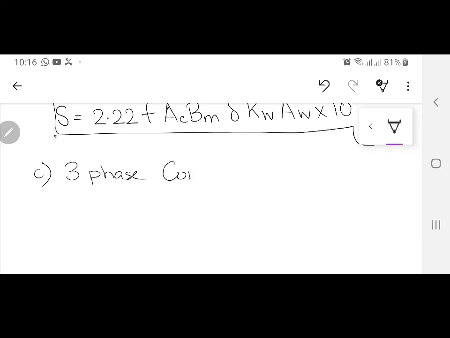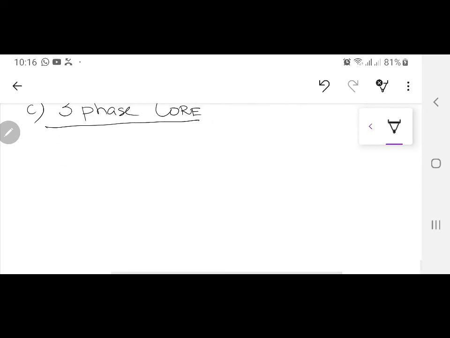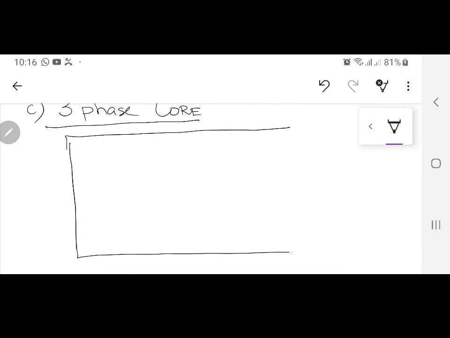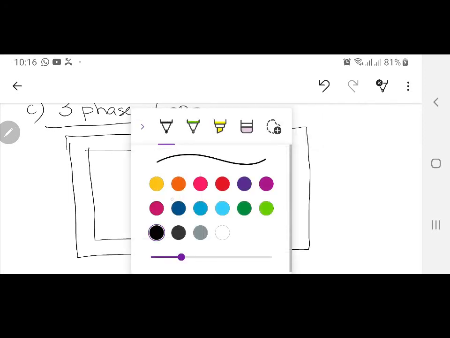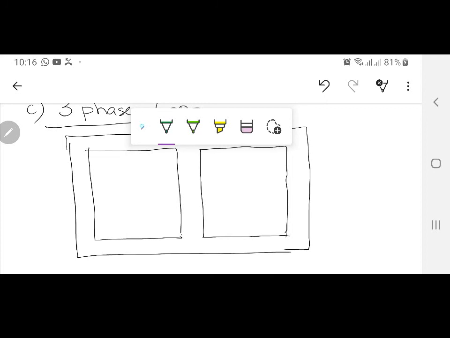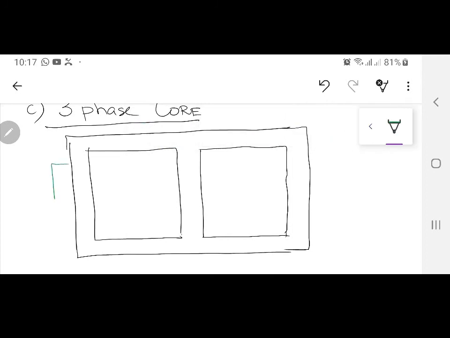core type, because core types are very important one. So when I'm talking about a 3-phase core type, a 3-phase core type means that if I draw it over here now, 3-phase core type has 3 limbs. So these are 3 limbs over there, and again the low voltage winding is going to be closer here.